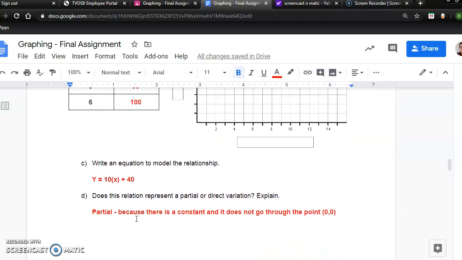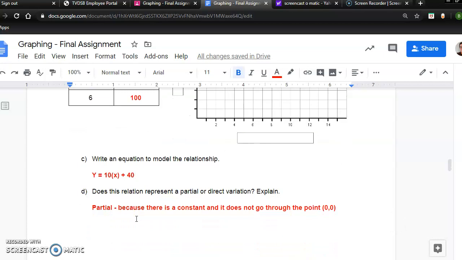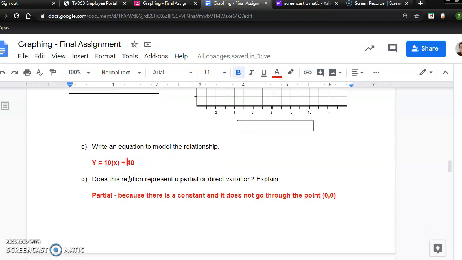Is this partial or direct variation? Same as last time. It's partial because it has a constant, our plus 40, and because it doesn't go through the point 0, 0.